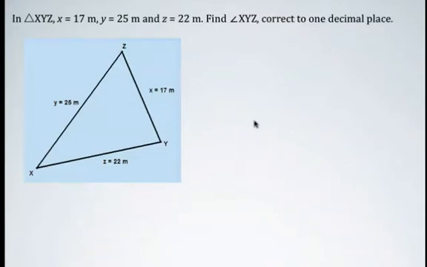So for the first thing we're going to do is write our version of the cosine law for solving for an angle measure. And since we're looking for angle x, y, z, we're going to call that angle y. So angle y is equal to cosine -1 of x squared plus z squared minus y squared divided by 2 times x times z.